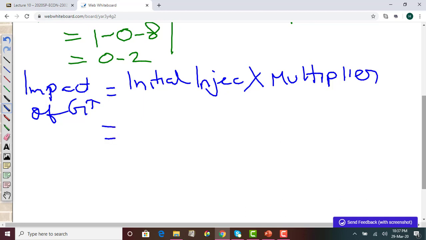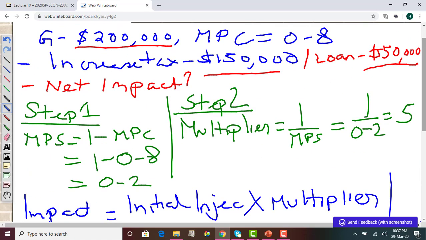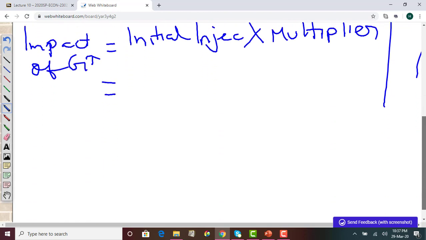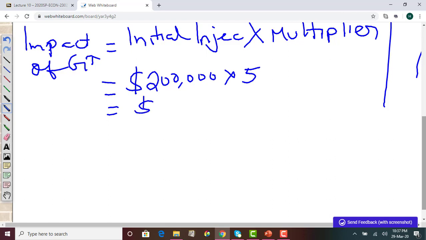So based on that, we know the initial injection the government is putting is 200,000, right? The government is putting 200,000. So the initial injection is 200,000 and the multiplier is 5. So the output will go up by $1 million. Okay, now what is the impact of taxes?